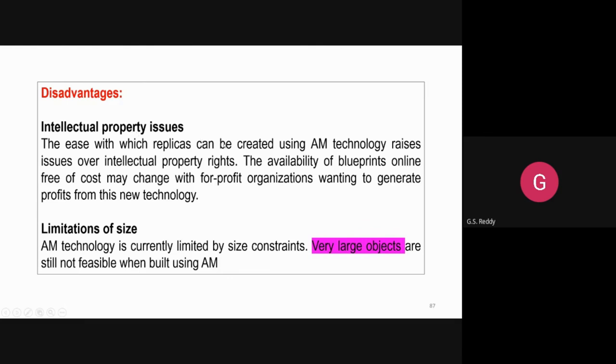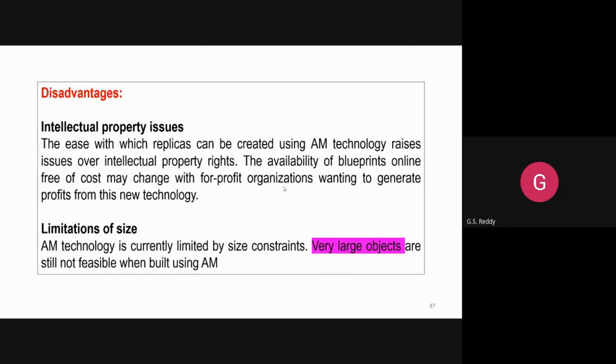Intellectual property issue, yes, this is a very dangerous thing. The ease with which replicas can be created using AM technology raises issues over intellectual property rights. For example, blueprints are available online free of cost, and for-profit organizations want to generate profit from this new technology. For example, you can scan a product with a scanner for the dimensions, and it will give the 3D coordinate data for a complex shape product. These days those kinds of scanners are available, and they are used for AM.